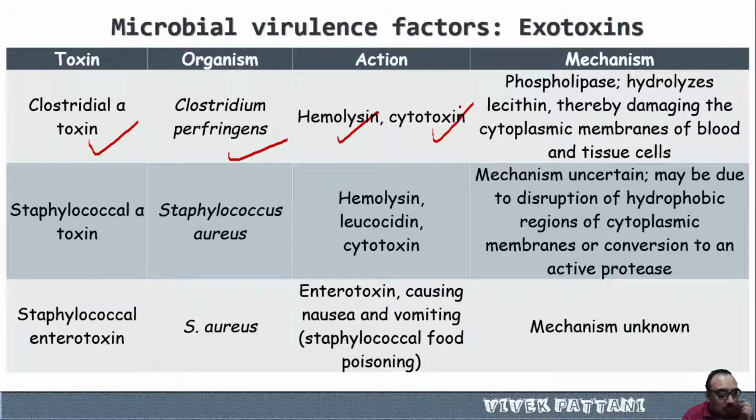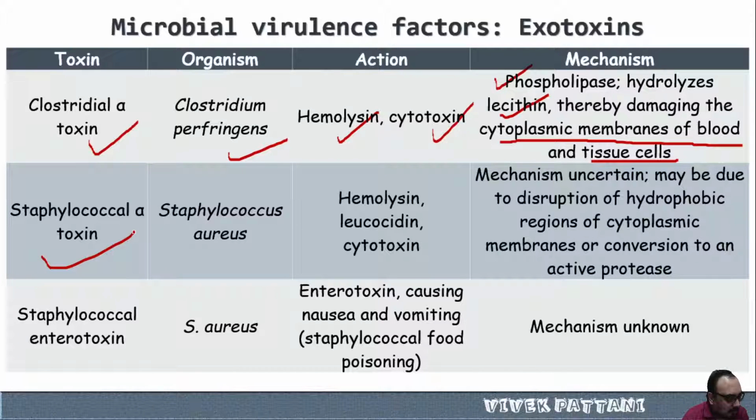The cytotoxin, which has the ability to lyse the red blood cells and also kill a variety of other cells. Mechanism: they produce phospholipase enzyme, which hydrolyzes lecithin, thereby damaging the cytoplasmic membranes of blood and tissue cells. This is how cells are killed.